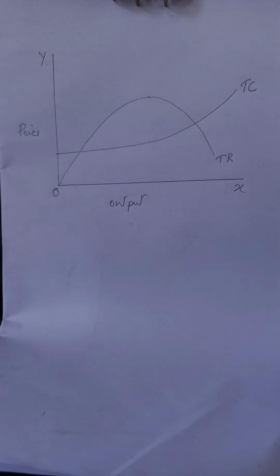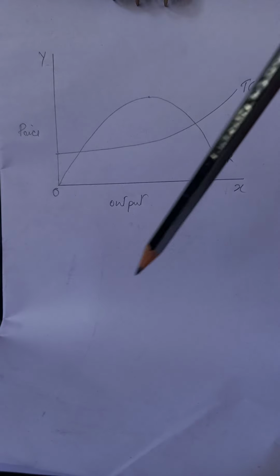So now, like what has been stated, according to this approach, a firm or a monopolist will be in equilibrium when the distance between the TR curve and the TC curve is at the maximum. Now let's have a look. Let's find out where is that particular point in which the distance between these two curves is at the maximum.